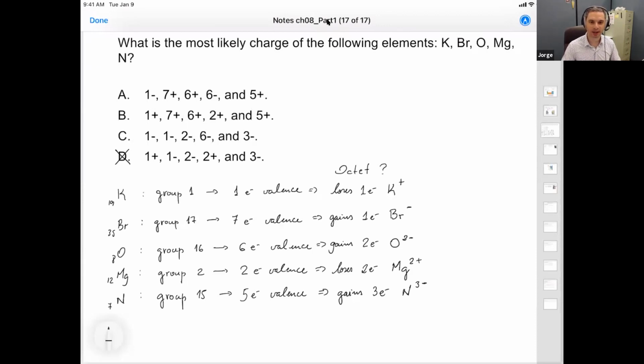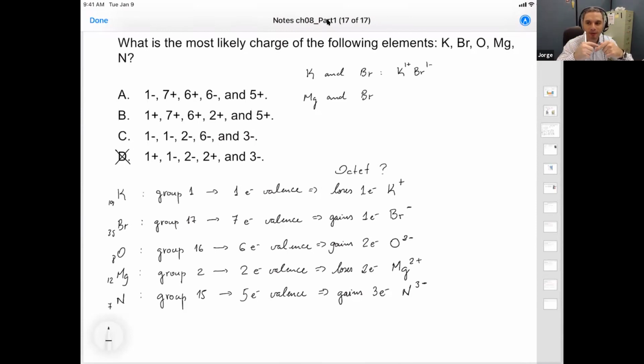And I added an extra question here. I want to know what's the formula of the compounds formed between potassium and bromine and magnesium and bromine. Okay, so potassium and bromine, they will combine and actually make the perfect combination because one wants to lose electrons and the other one wants to gain electrons. Therefore, the trick here is to write potassium and the most likely charge, 1+, next to bromine and the most likely charge, which is 1-.